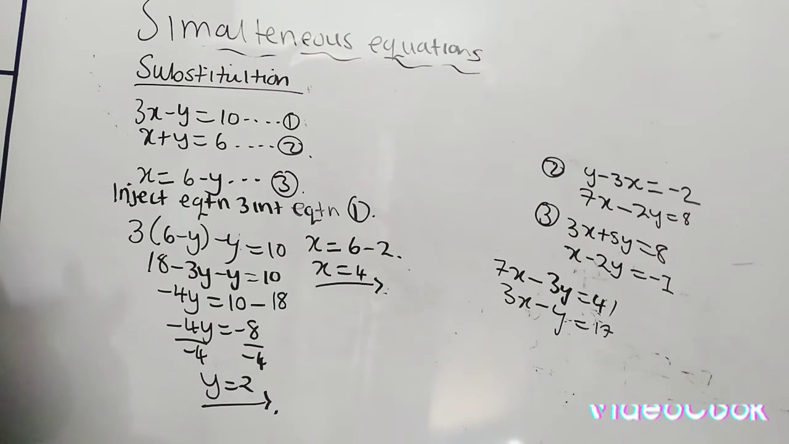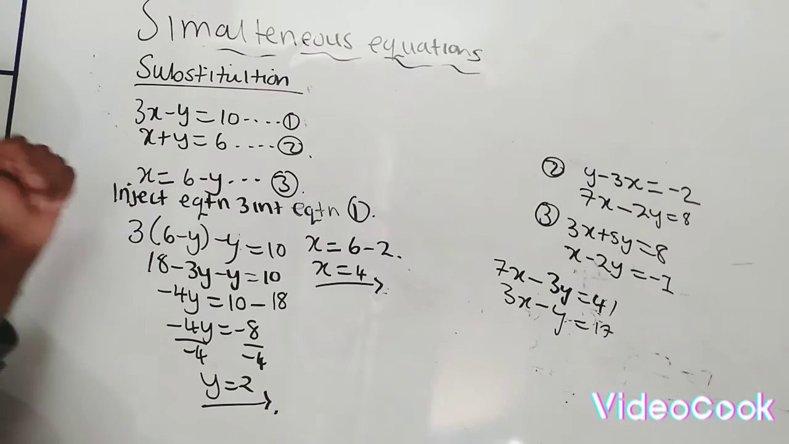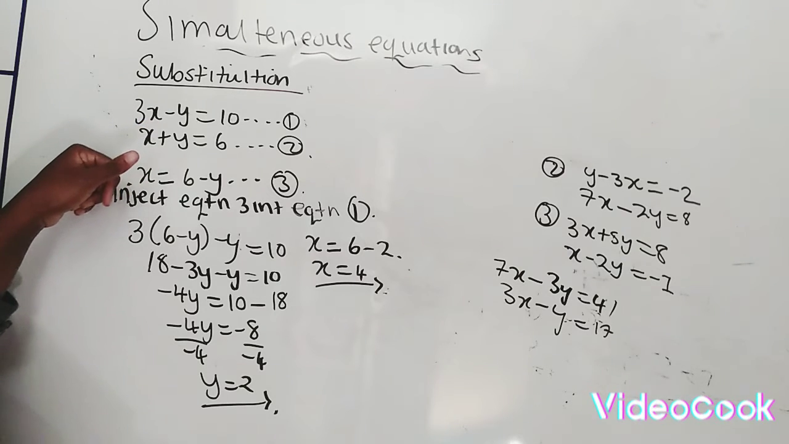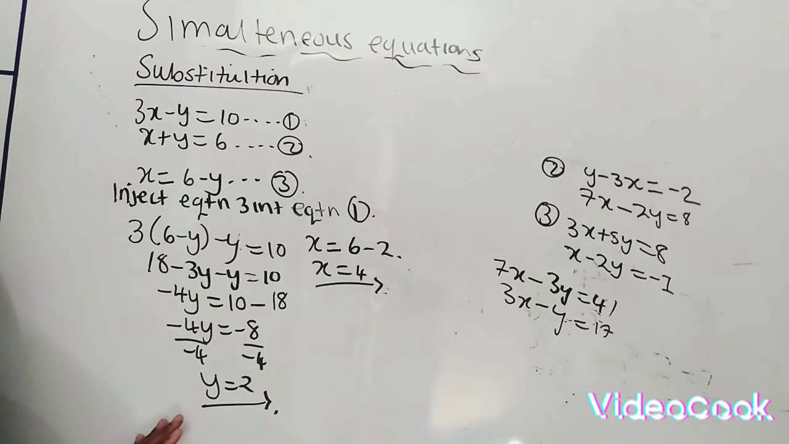Now let's check if we are correct. We choose any equation. If I say 2 plus 4, will I get a 6? Yes. 3 times 4 is 12. 12 minus 2 is 10. Yes, it's 10. So then it means we are correct, right? That's for our first example. Let's have a look at question number 2.